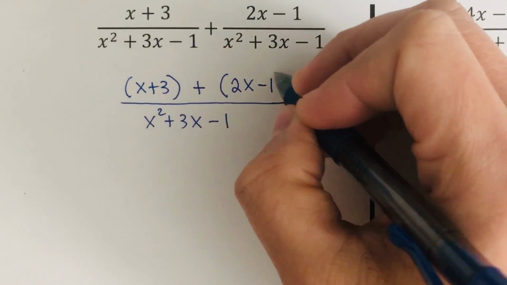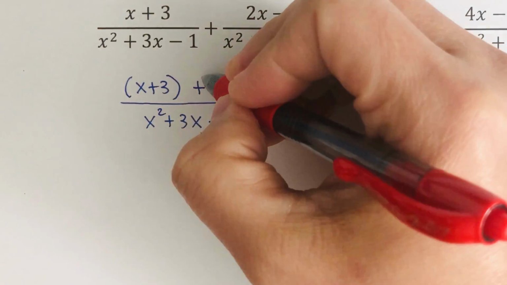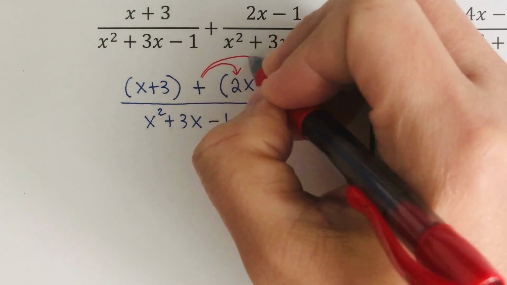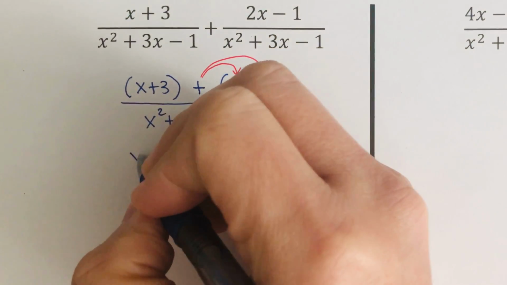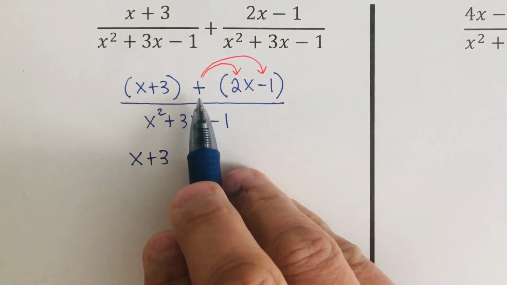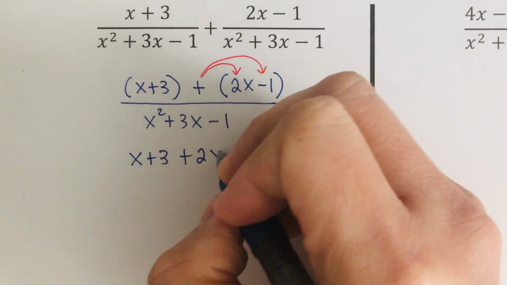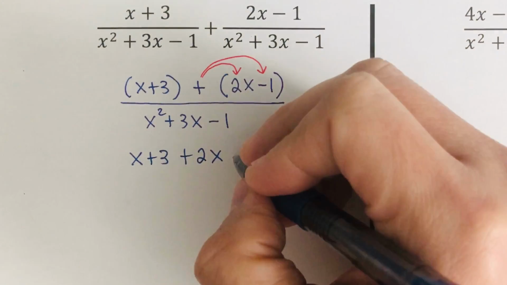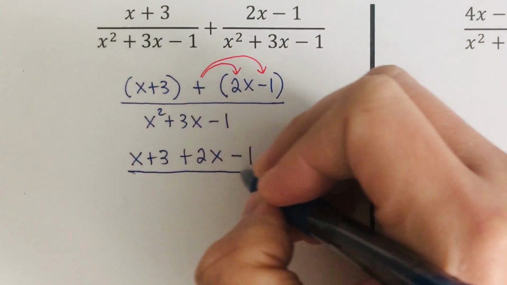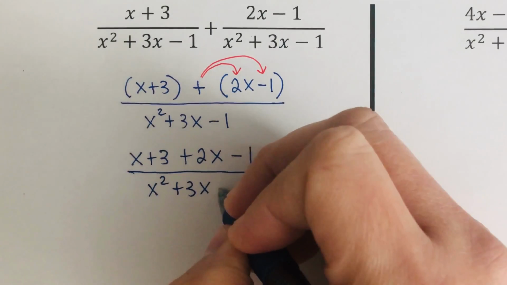What we are going to do next is distribute the plus to each of the terms inside the parentheses. So we distribute this, and we are able to come up with x plus 3. Positive times a positive 2x is a positive 2x, and then positive times a negative 1 is a negative 1, and that is over. So we keep the denominator, that's x squared plus 3x minus 1.